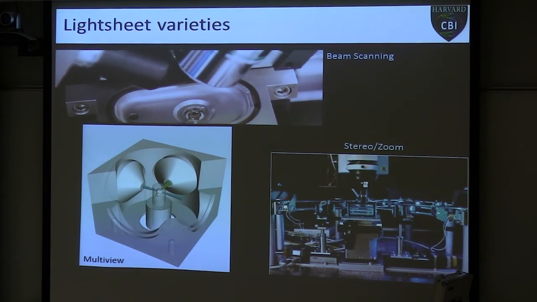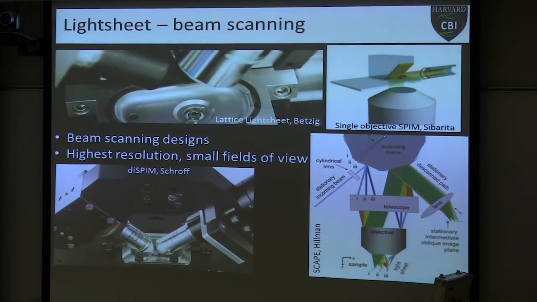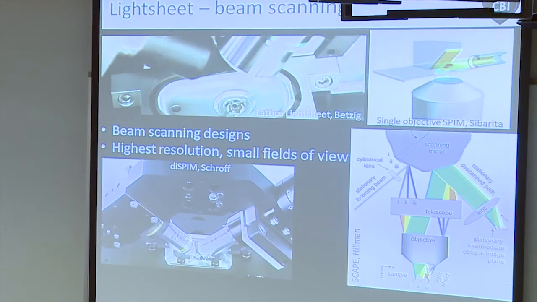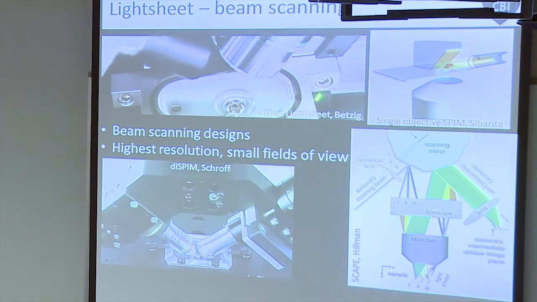So I told you I'd come back to these different varieties of light sheet. I just wanted to introduce you to that resolution concept first before we talked about these. If we look first at these beam scanning designs, there's quite a number of these out there now. I talked a little bit about the lattice light sheet. This is an Eric Betzig design.